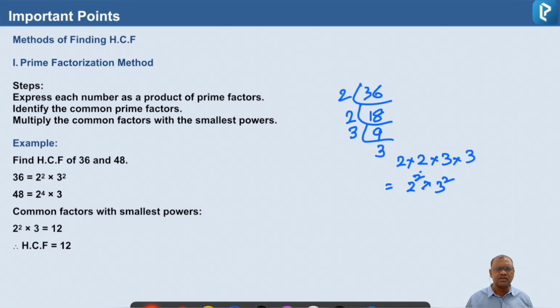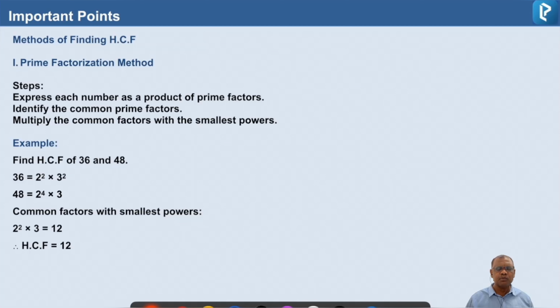Similarly, for 48 also, it is 16 times 3. 16 is 2 to the power of 4. Now, common factors with smallest powers. So 2 is common in both. Its smallest power is 2. So we write 2 square. Similarly, 3 is also common in both. Its smallest power is 1. So we take 3. So 2 square into 3 is 4 into 3, 12. So that is the HCF of 36 and 48. So 12 divides both 36 and 48, and that is the highest common factor.